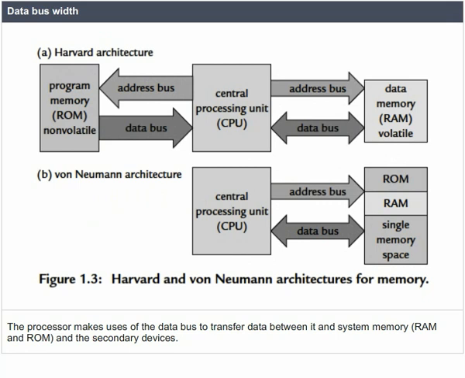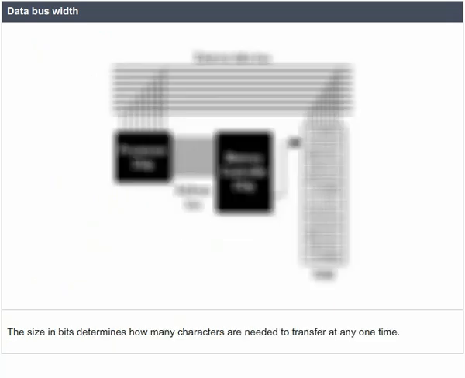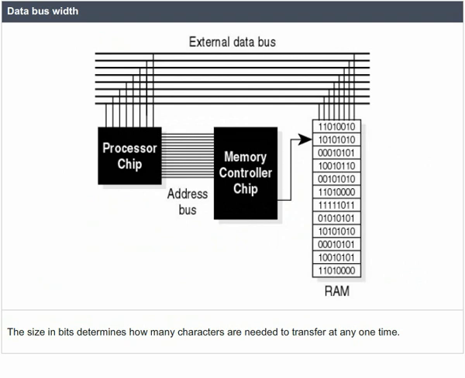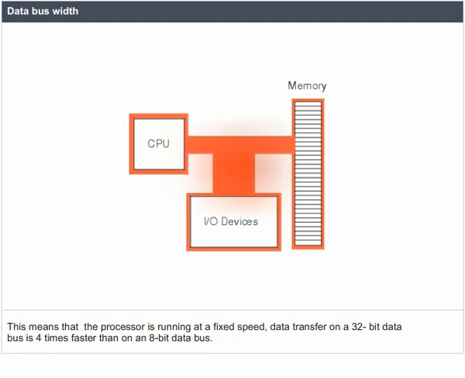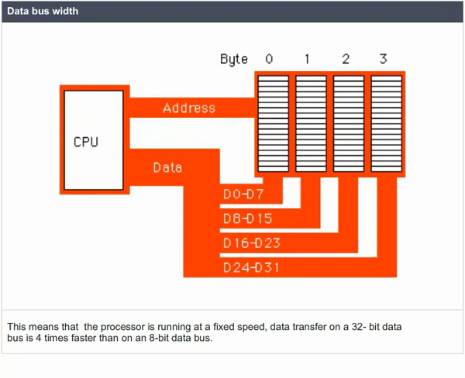The processor makes use of the data bus to transfer data between it and system memory, RAM and ROM, and the secondary devices. The size in bits determines how many characters are transferred at any one time. An 8-bit data bus transfers one character at a time, a 16-bit data bus transfers 2 characters at a time, and a 32-bit data bus transfers 4 characters at a time. This assumes that the processor is running at a fixed speed. Data transfer on a 32-bit data bus is 4 times faster than on an 8-bit data bus.